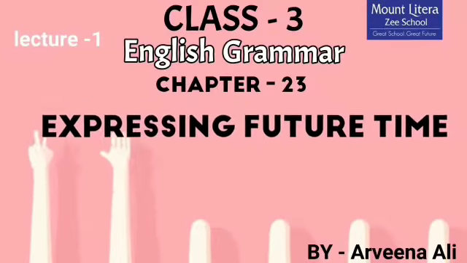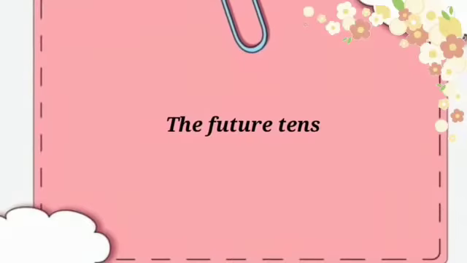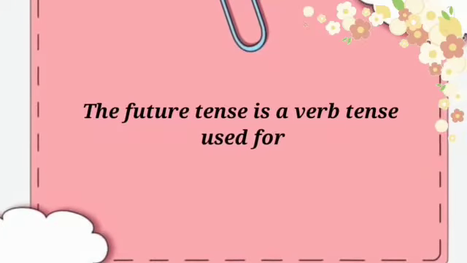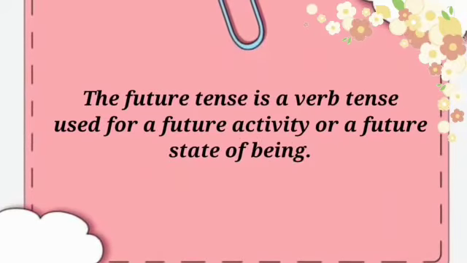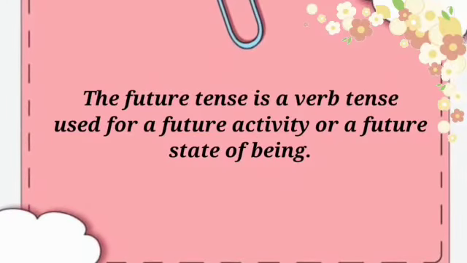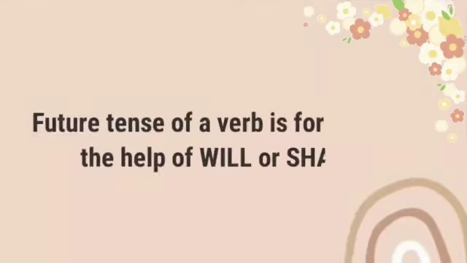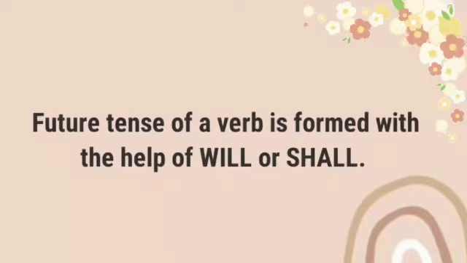Children, future time expresses the future tense. It is a verb tense used for a future activity or a future state of being. As children, the future tense of a verb is formed with the help of will or shall.